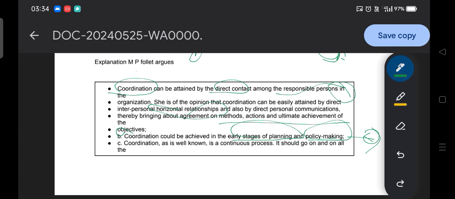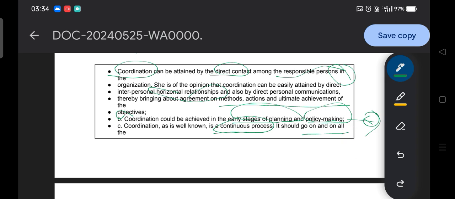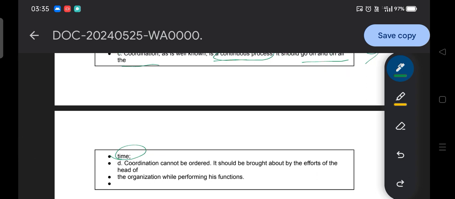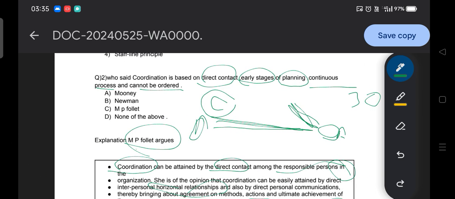Then the third point: coordination is a continuous process, so it is not an overnight process. It is ever evolving. Coordination is required at each and every stage, all the time. And coordination cannot be ordered. Being a teacher of this lecture, I cannot order you, but coordination should be brought about by the effort of the head of the organization performing his function. So I can perform my function, but I cannot order you. This is how coordination cannot be ordered. This is very important when we talk about coordination, and questions can be asked about M.P. Follett. So the answer to question number 2 is M.P. Follett.